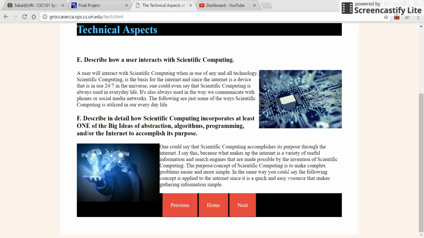And I don't know if you knew this, but the internet was formed through the creation of scientific computing. If scientific computing had not been invented, a lot of the technology we see would not have ever been possible. Now, these photos here are just some simple photos of some technology.